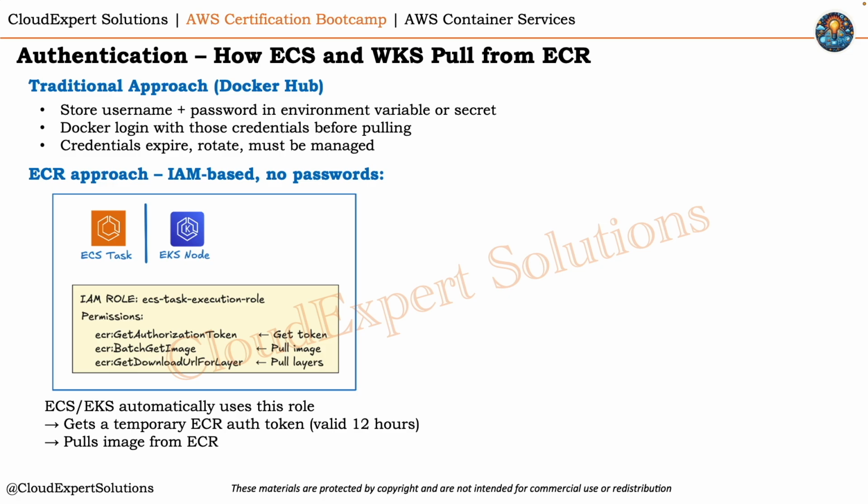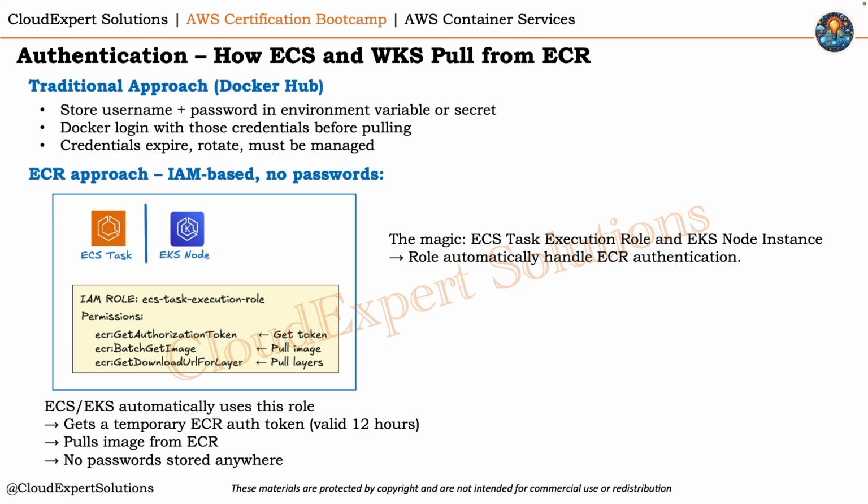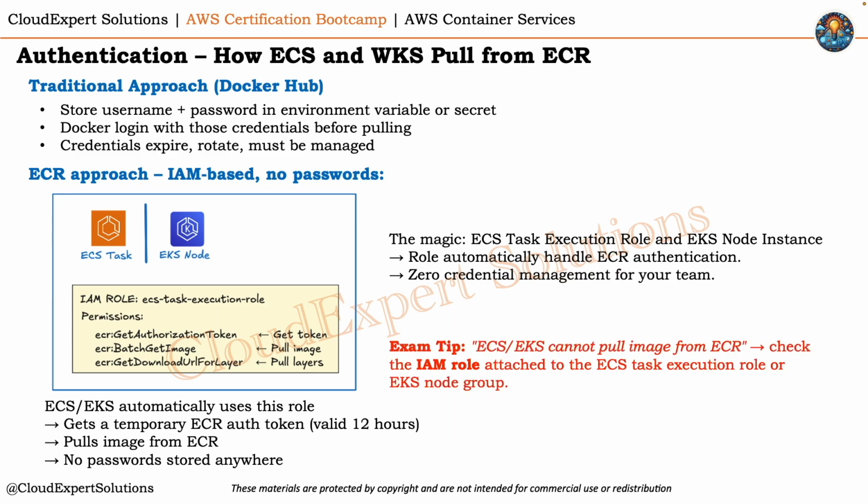No password stored anywhere, no credentials to rotate. The advantage is you only need an IAM role with GetAuthorizationToken to get the token and BatchGetImage to pull the actual image from ECR. The IAM role automatically handles the authentication, zero credential management for your team. And if an exam question says an ECS or EKS task cannot pull an image from ECR, the answer is almost always a missing IAM permission on the task execution role or on the node instance role. Please check the role before checking anything else.